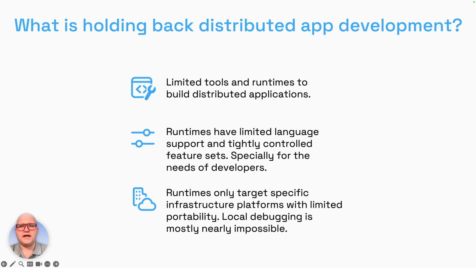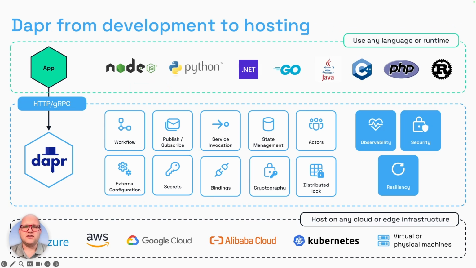And it's also the reason why most of us are holding back on creating or developing distributed applications. So there's a limited set of tools and runtimes to build distributed applications. Dapr is for sure one of the good examples to use. The runtimes have limited language support, a tightly controlled feature set, and especially for the needs of developers, they're mostly too complex to work with in daily business. And also, the runtime mostly targets specific infrastructure platforms with limited portability. Local debugging is mostly nearly impossible if you develop distributed applications. And all this is already tackled slightly by the well-known Dapr framework.